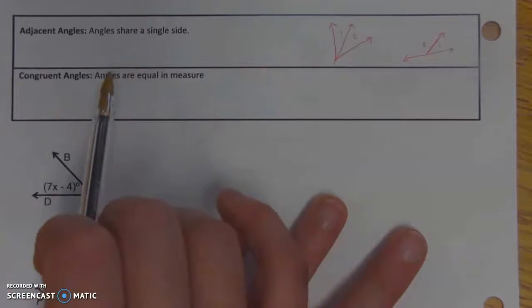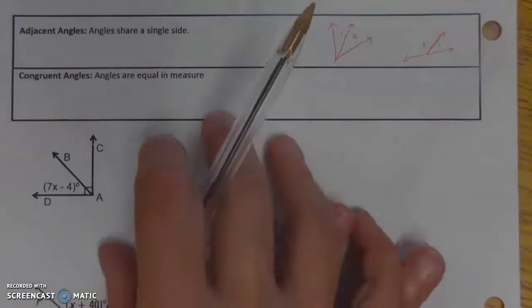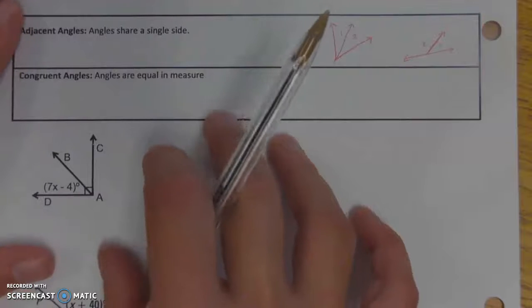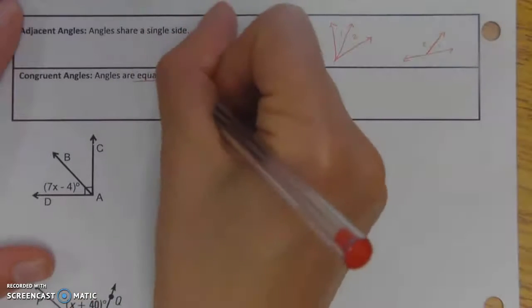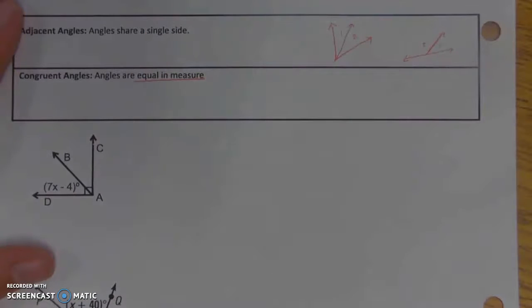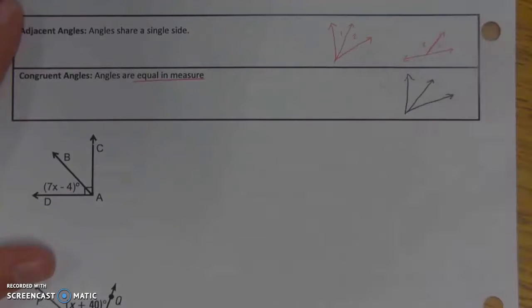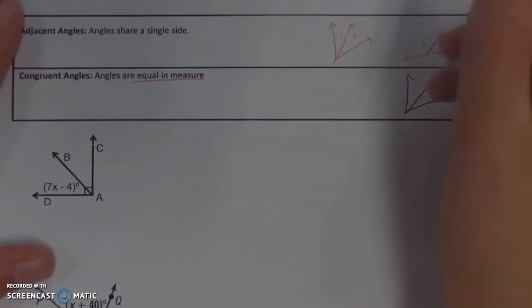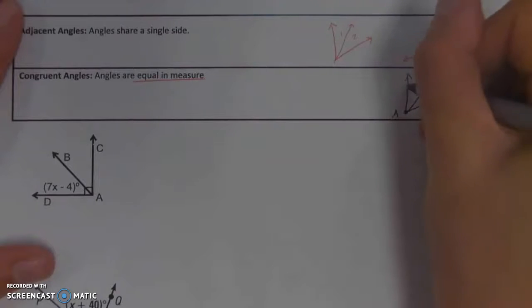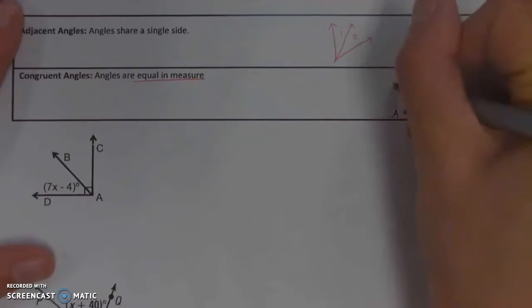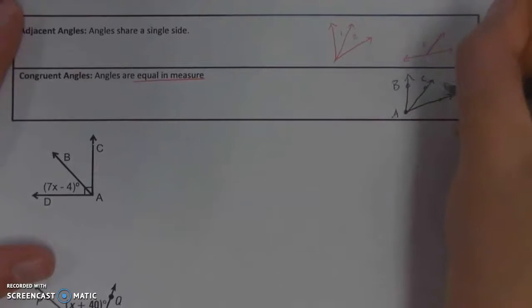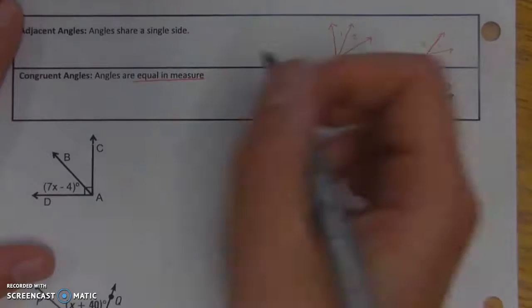Congruent angles, on the other hand, are a lot like what we talked about yesterday with congruent segments. Congruent angles are angles that are equal in measure. When we are writing them out, let's start with a picture. So if these are my two angles, I can have labels here where A is the vertex, and I have points B, C, and D as points along the side.